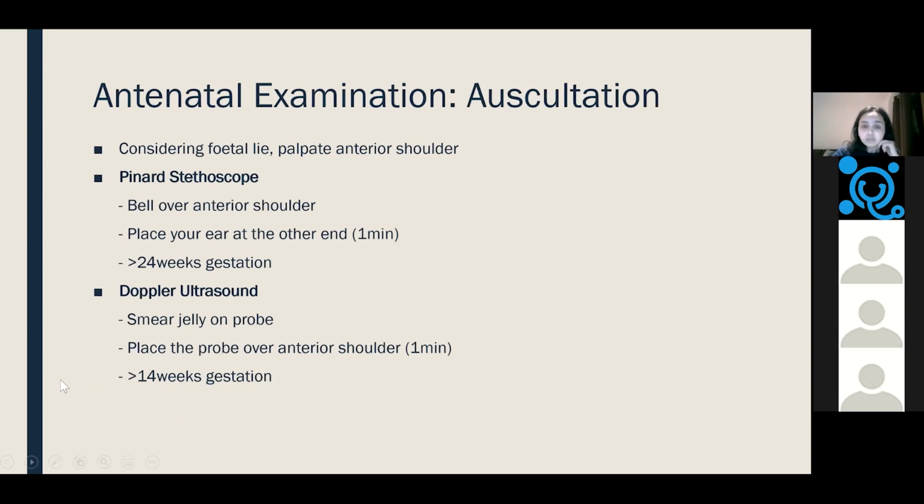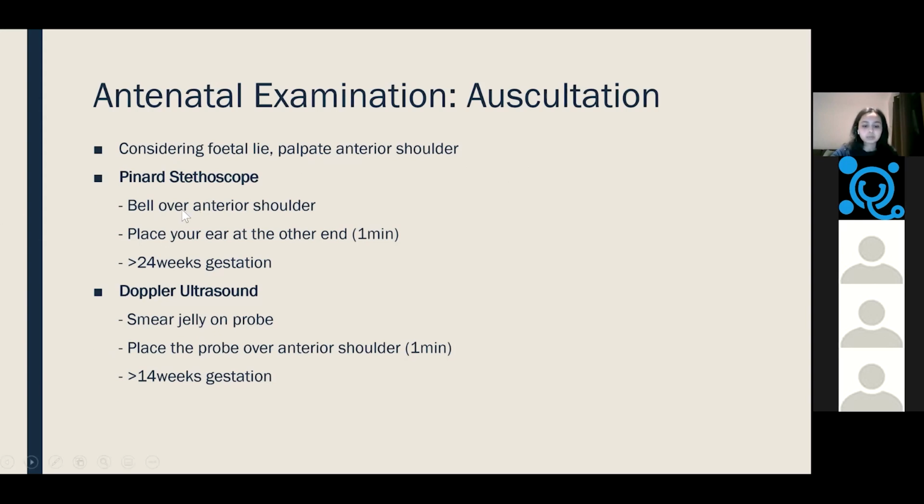So afterwards, for auscultation, you listen to the baby's heart, and you obviously consider where the baby's lying, and you feel for their shoulder. Whichever shoulder is on top, you go that way and just palpate, and that's the best way to know where the Pinard should be placed. So you place the Pinard stethoscope. I don't know if any of you have done this before, but it's basically like a plastic tube, which is quite a simple instrument, but it really does help you out in listening to the heart.